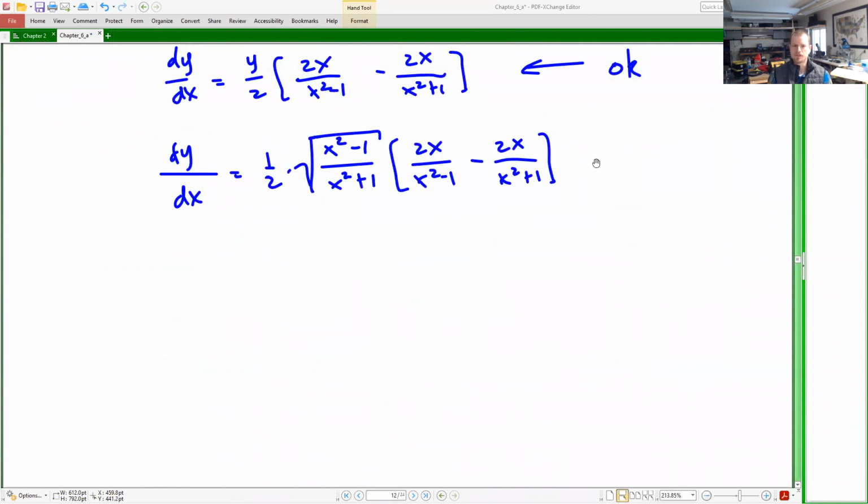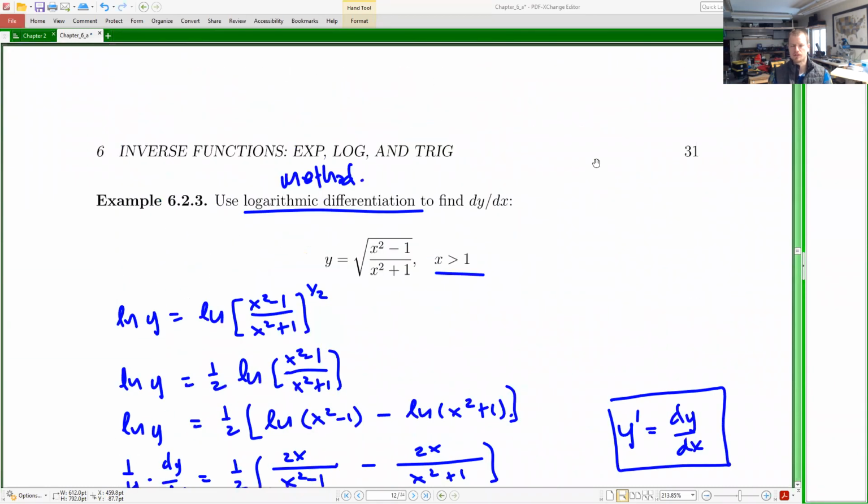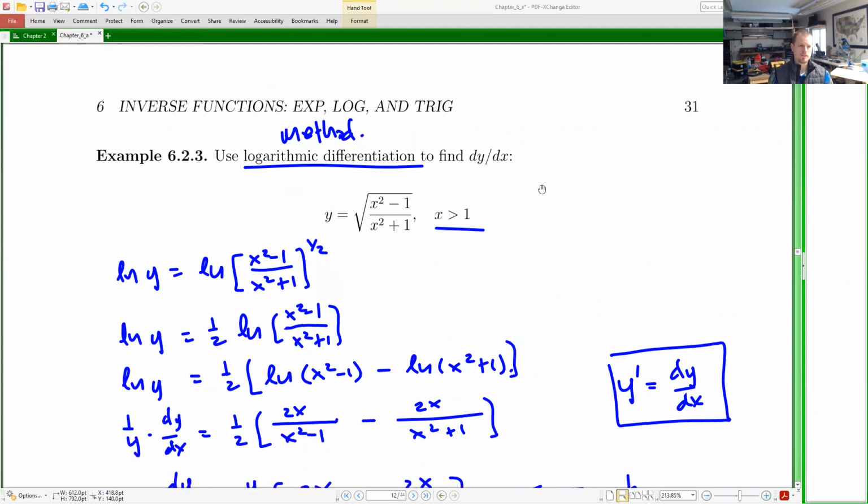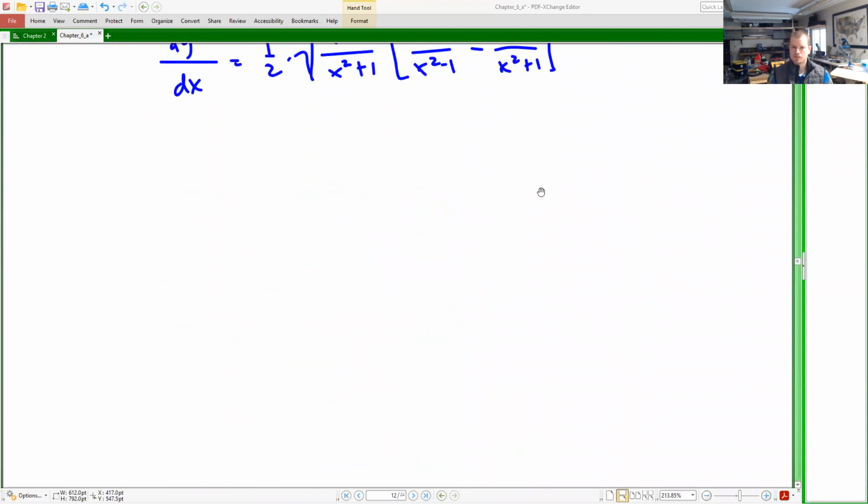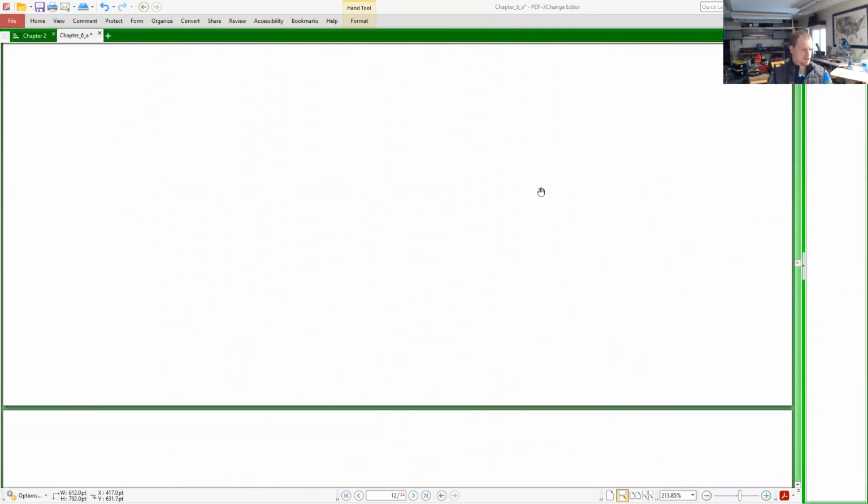Okay, so that's it for differentiation. That's it for differentiation of logarithmic functions. Now, with logarithmic functions, we want to move on to integration. There's a bit to talk about for integration.